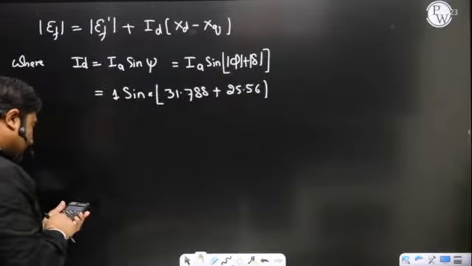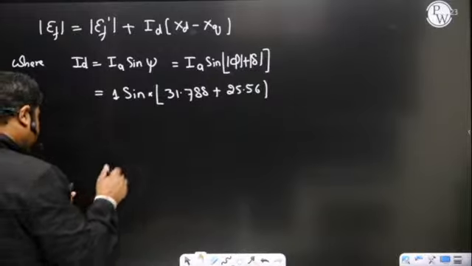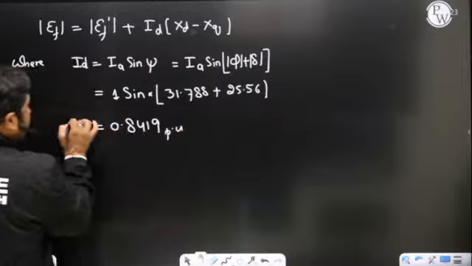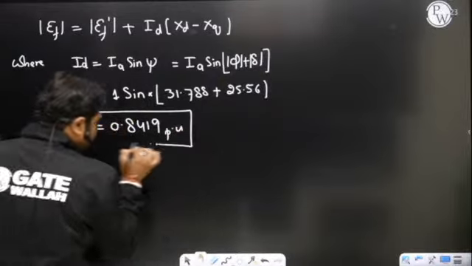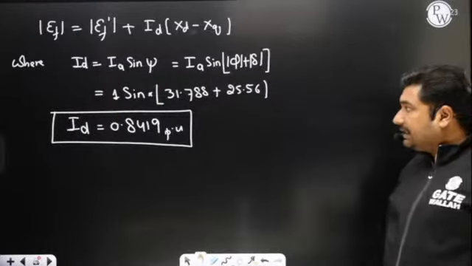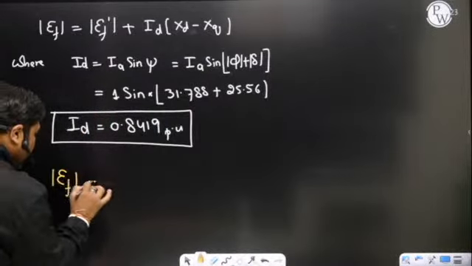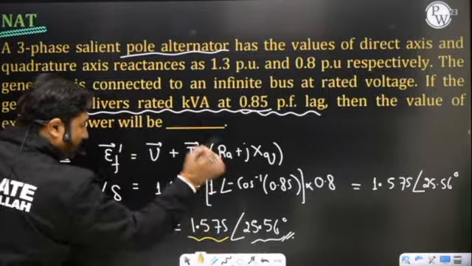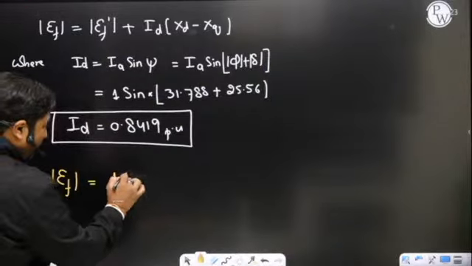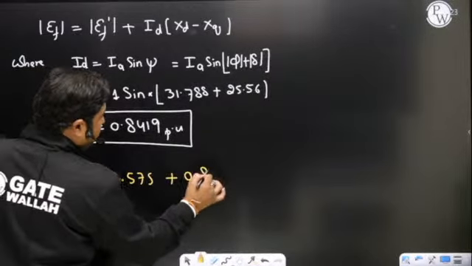If you want to ask anything, please feel free to ask. You can write in the comment section. So 0.8419 per unit is your direct axis current. Once we have the direct axis current, EF magnitude is the EF dash magnitude, which we calculated as 1.575, plus the magnitude of ID, which is 0.8419.